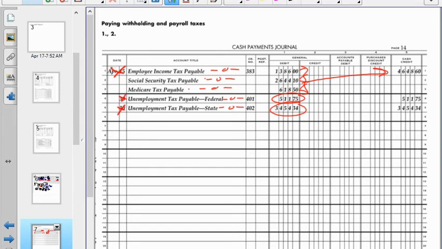I didn't read the instructions closely enough to figure that out, but go ahead and hit the pause button on the video for me, and then go do the 13-4 on your own. Remember that the federal employee income tax payable is what it is. You got to double the Social Security, you got to double the Medicare, and the instructions will tell you how much is coming out in unemployment, federal and state. So hit pause, crunch it out on your own, and then turn the video back on, and we'll take a look at the answers.